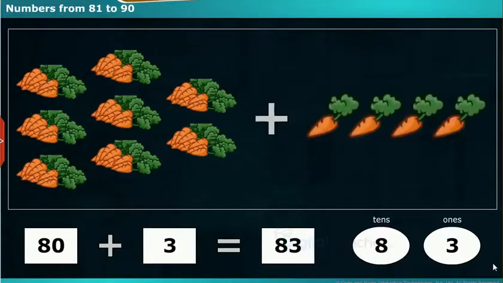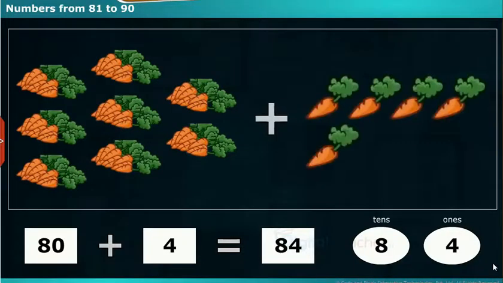One more carrot has grown on day 4. So, 80 plus 4 is equal to 84. Total is equal to 84 carrots. One more carrot has grown on day 5. So, 80 plus 5 is equal to 85. Total is equal to 85 carrots.